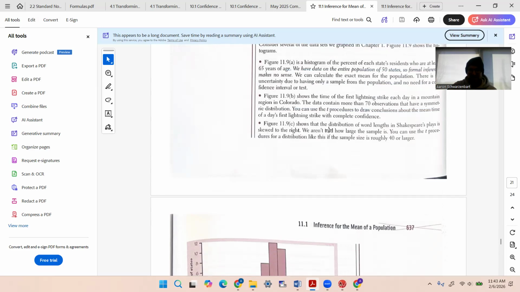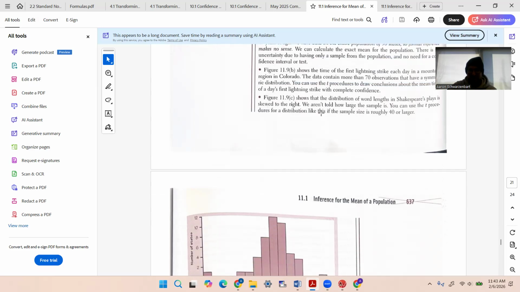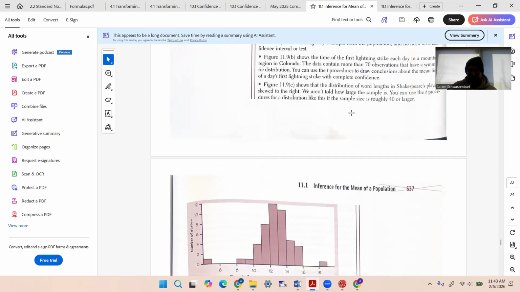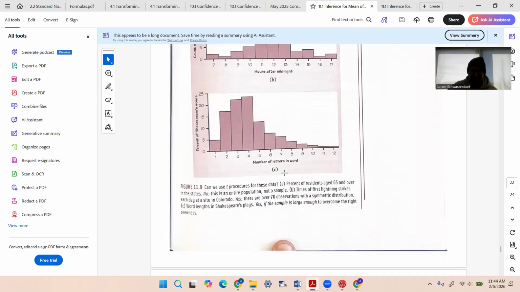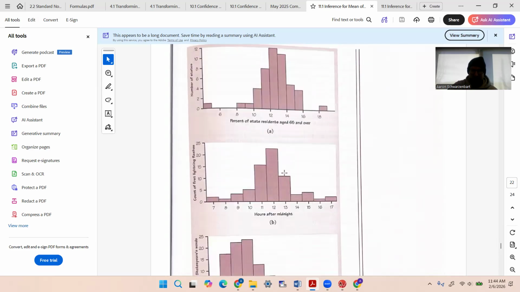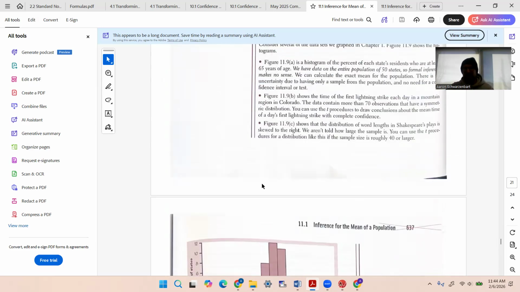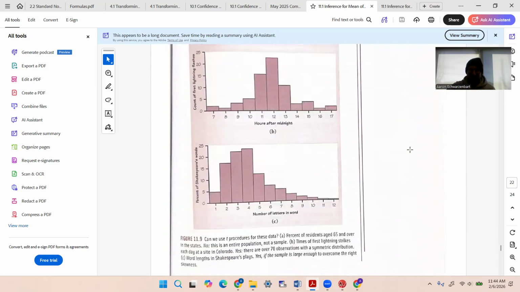This shows the distribution of word lengths in Shakespeare's plays. We aren't told how large the sample size is. You can use the T distribution if the sample size is roughly 40 or larger. This is pretty skewed. I would say you could use this at 20. It's not that ridiculously skewed. And it's not 20 words, it'd be 20 plays. Okay, depends on the data for this.